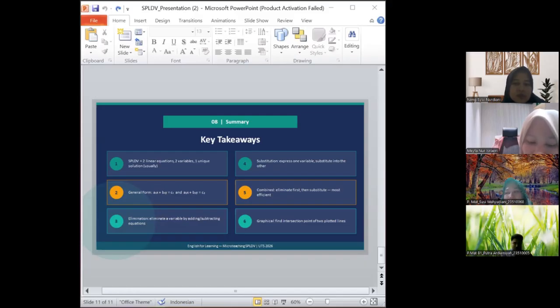Now for a quick reflection, look back on today's lesson. What part did you find most helpful? Let's start with you, Putra. Sorry, Miss. I found the combined method most helpful. I think it is the most efficient for solving word problems. I also appreciated that you showed us multiple methods so we can choose what works best for each problem.